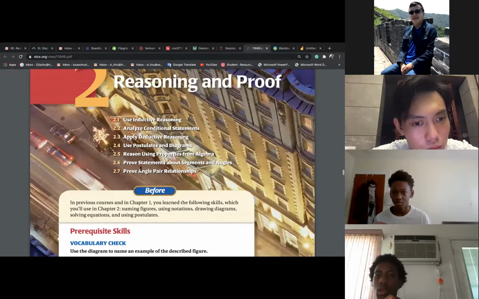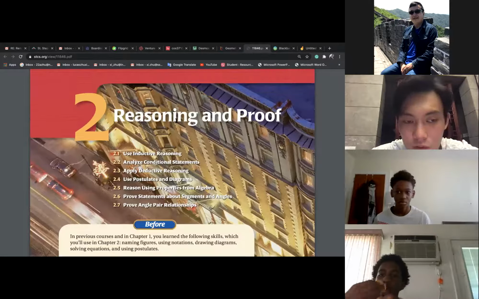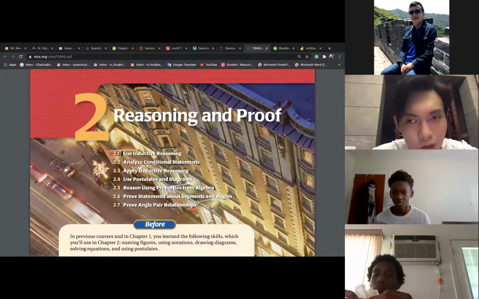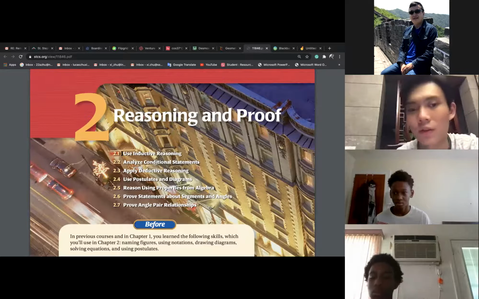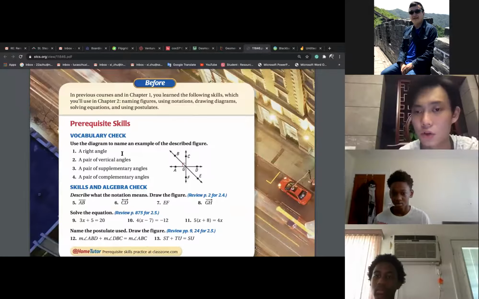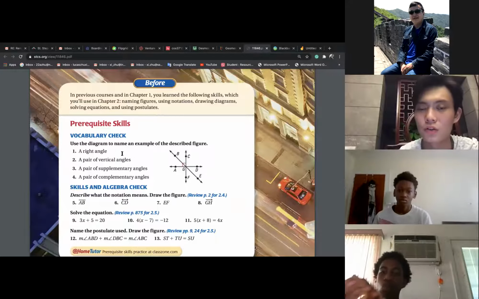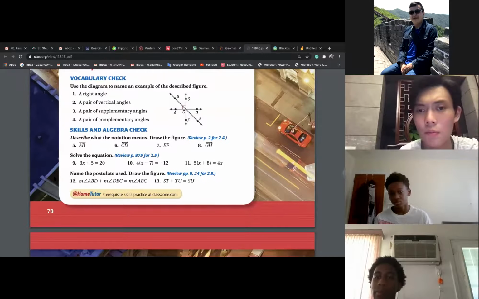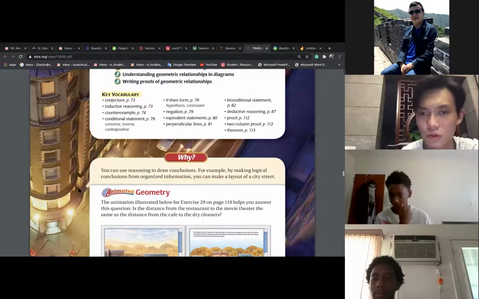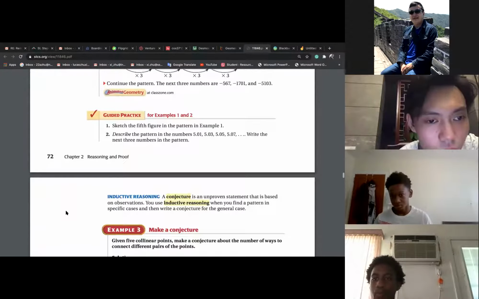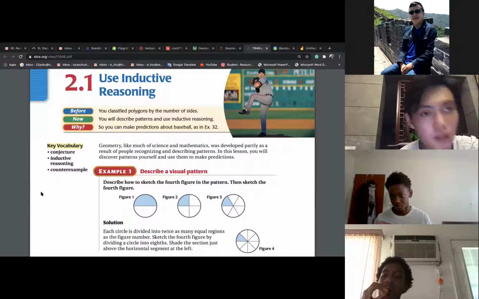Where's chapter 2? Here, okay. Reasoning and proof, see? From here, you will start proving things. You're not only going to solve for the value of a certain thing. You have to prove why it is true, right? That's the main idea of geometry. You have to prove what is true by using theorems, and it's different from algebra because in algebra you use numbers to solve for things, right? But in geometry, you use theorems and axioms, right? So, inductive reasoning.